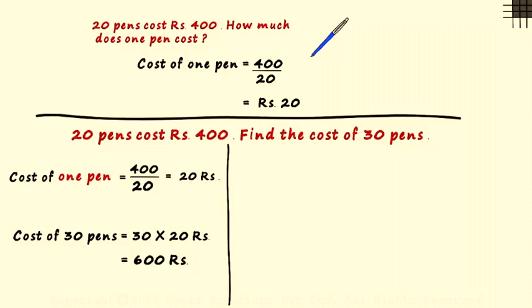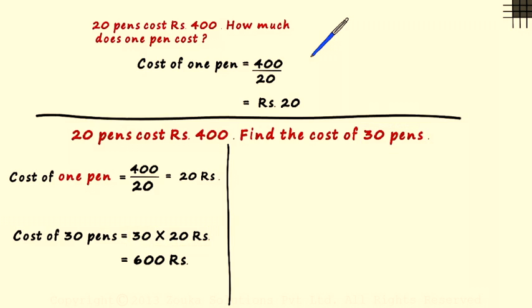Let's analyze what we just did. We were given the cost of a set of pens, and we were asked to find the cost of another set of pens. Here, we are given the total cost of 20 pens. We have been asked to find the cost of 30 pens. To find the total cost of 30 pens, we first found out the cost of one pen using this information. And then we found the cost of 30 pens by multiplying the cost of one pen with 30.